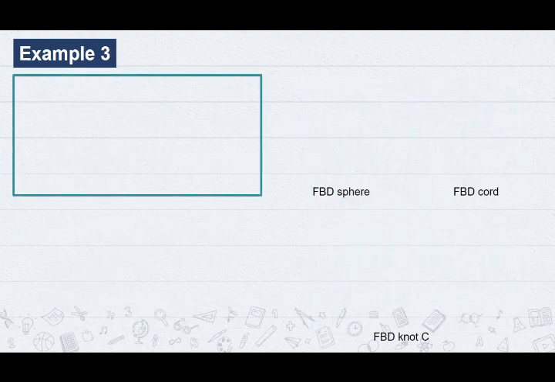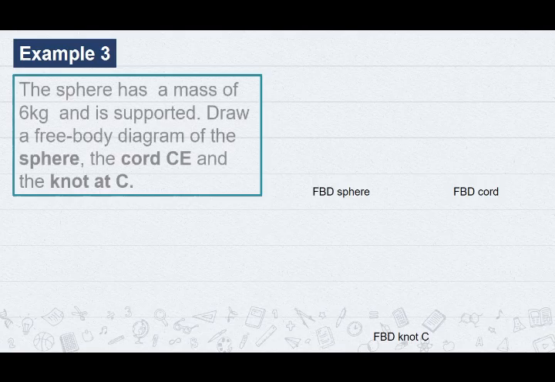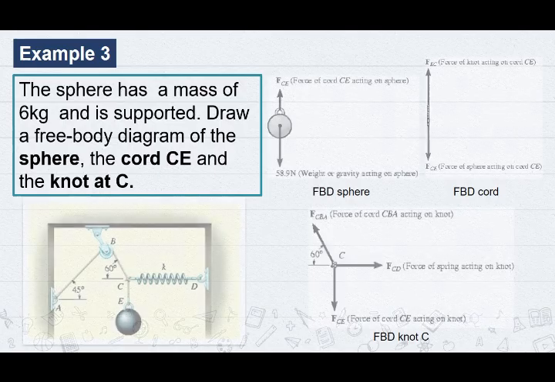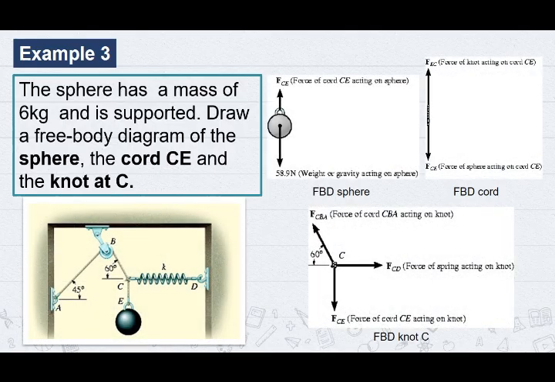The third example: the sphere has a mass of 6 kg and is supported. Draw a free body diagram of the sphere, the cord CE and the knot at C. You can look at the first picture, second and third picture to see how we draw the free body diagram.